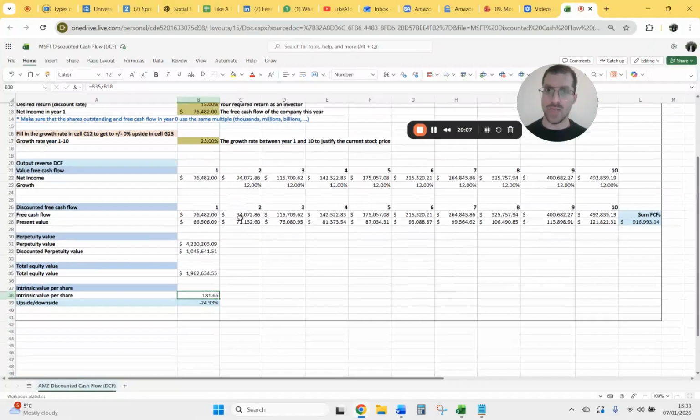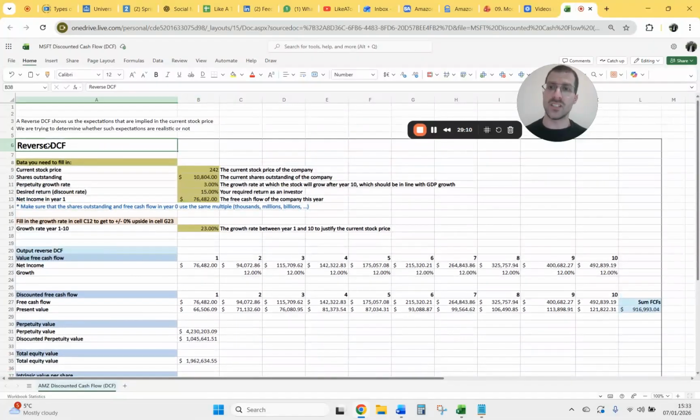So I gave you that example, and now with the reverse DCF, all you are asking is right here. You can see that in the template as well. A reverse DCF shows us the expectations that are implied in the current stock price. And what we are trying to determine as long-term investors is whether those expectations are realistic or not. It's even simpler than the DCF. All you want to know is, what are the current expectations built into the stock price?